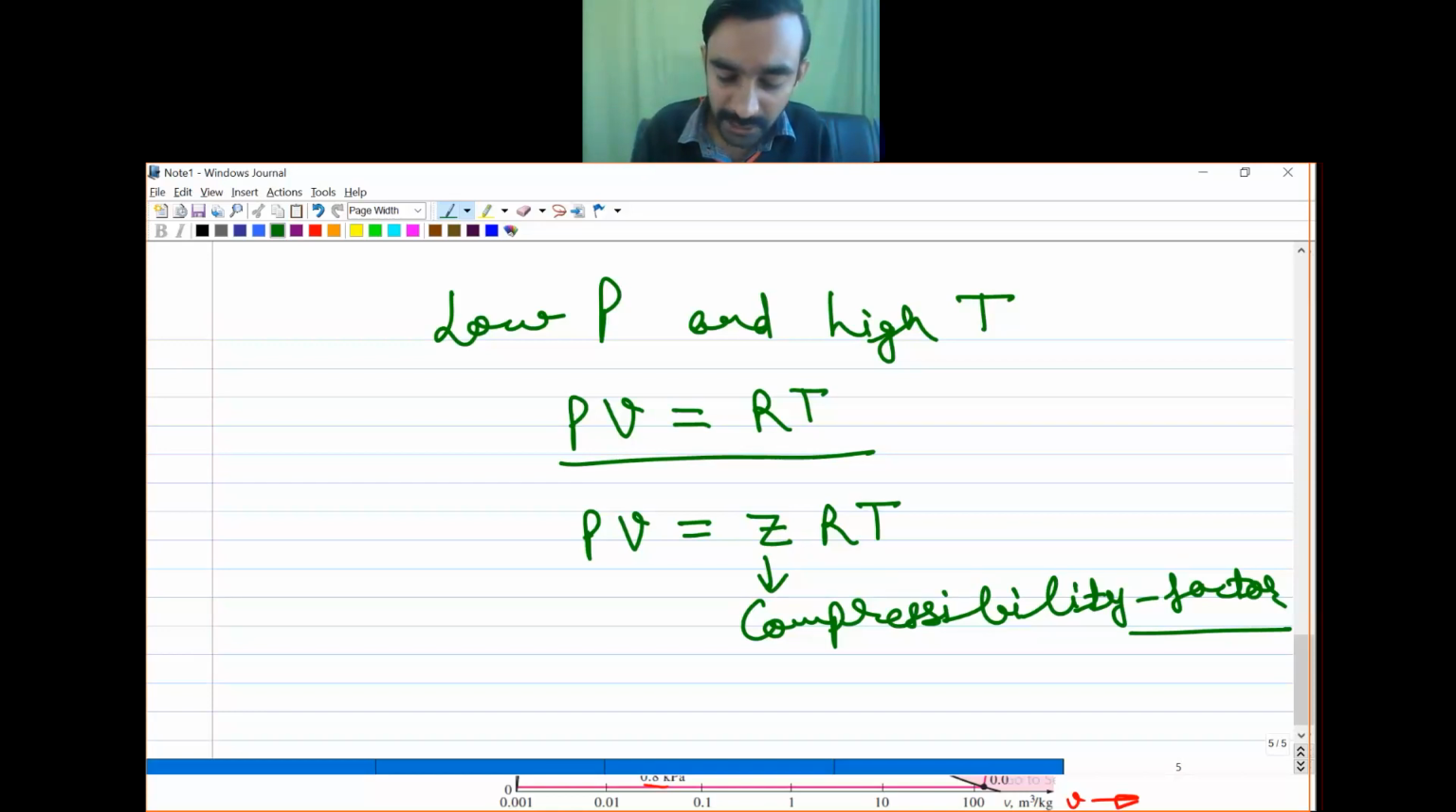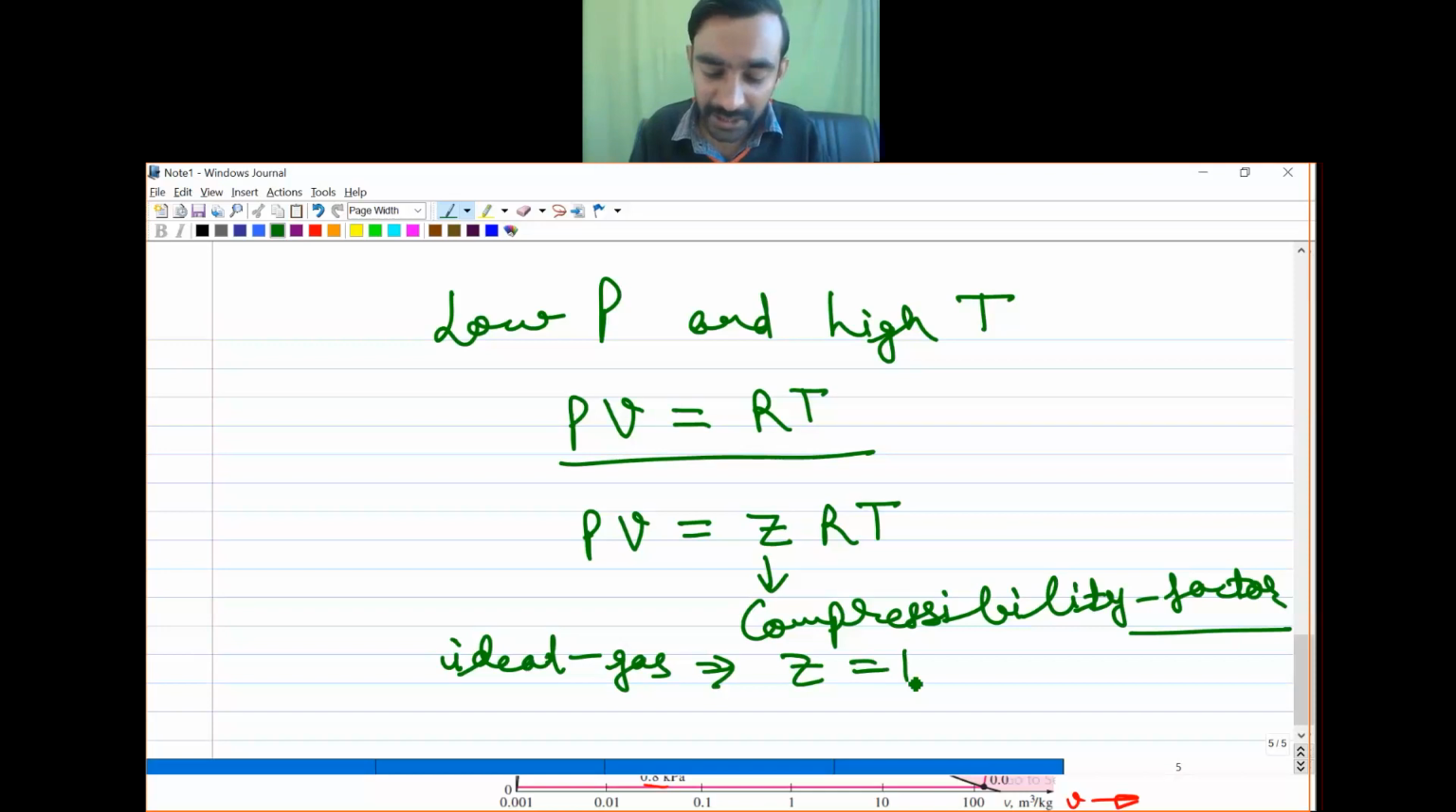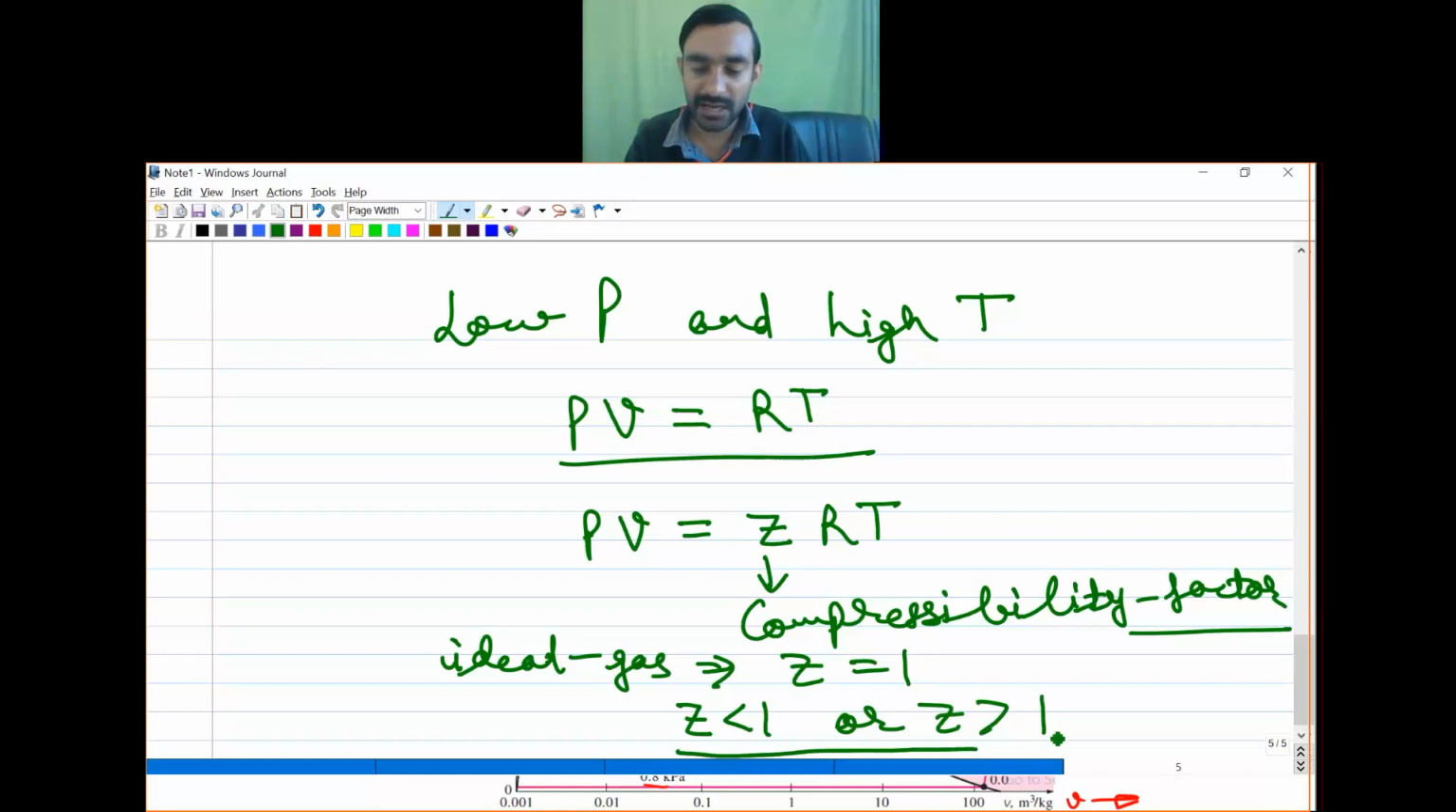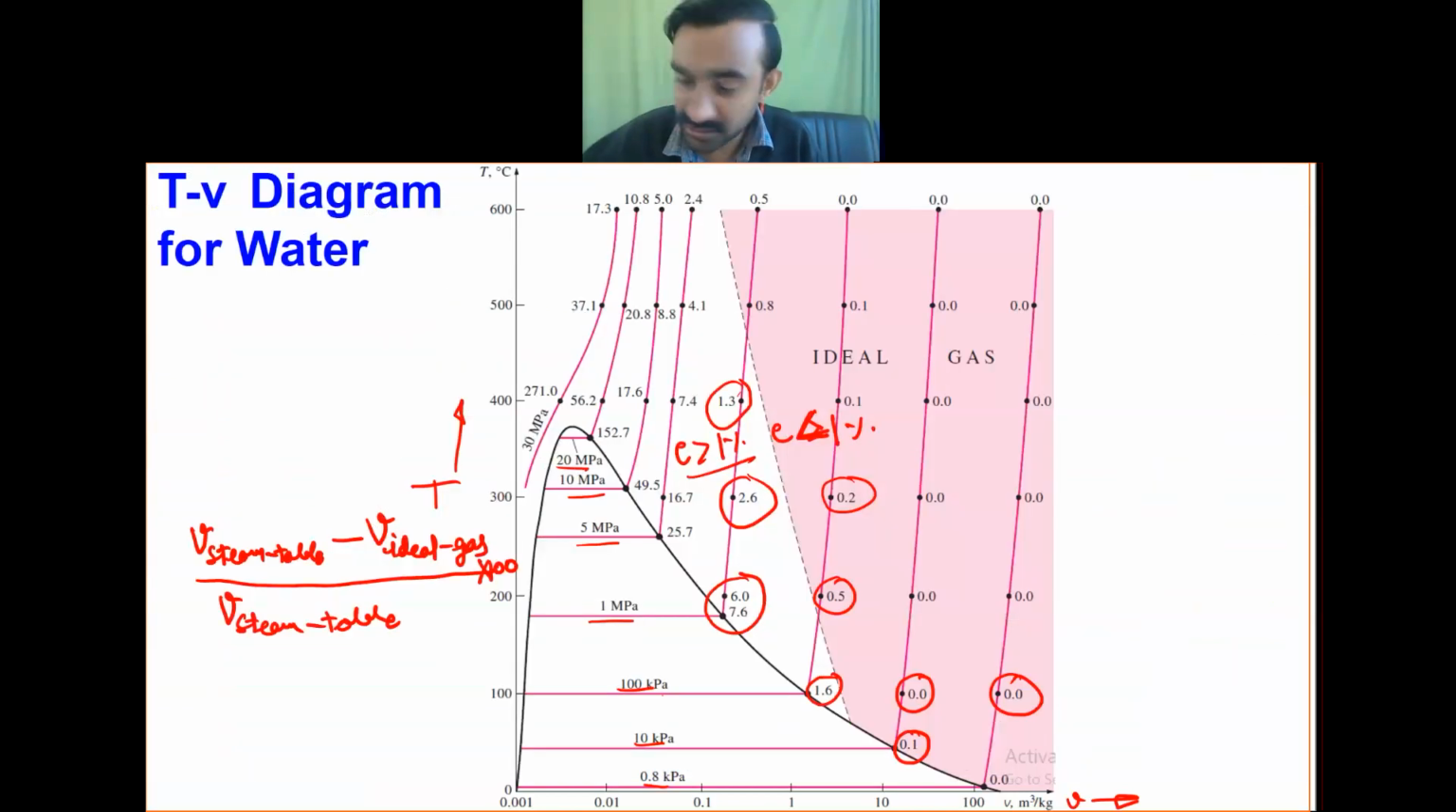For an ideal gas, if the ideal gas condition is applicable, the value of Z will be 1, and for any behavior other than ideal, the value of Z may be either less than 1 or greater than 1. Under some conditions this value is less than 1, under certain conditions it is greater than 1. Now let us see this for some gaseous substance.